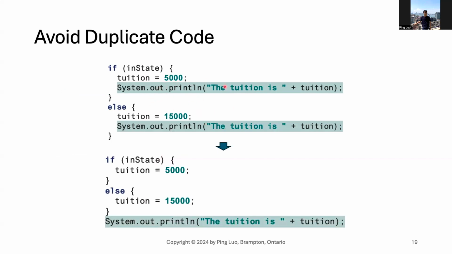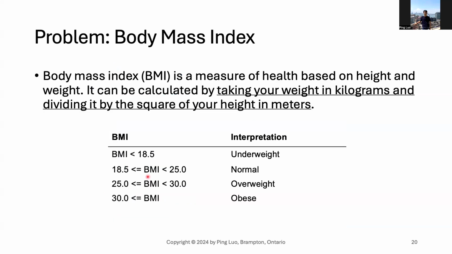Of course this is okay, but we can actually move the duplicate code out to the end of the statement. We don't have to include everything in the conditional statement. So let's see an example about computing body mass index. We usually use BMI to check if a person is fat or thin. And these are the conditions to determine if one is overweight or underweight.